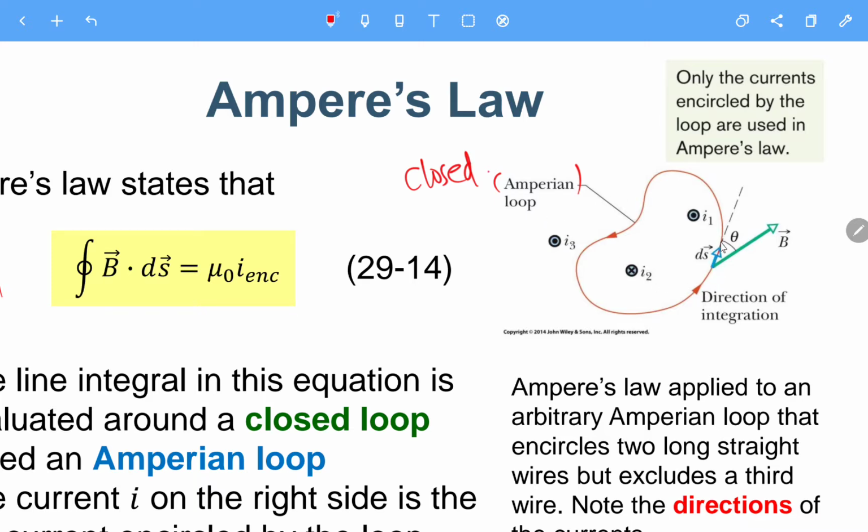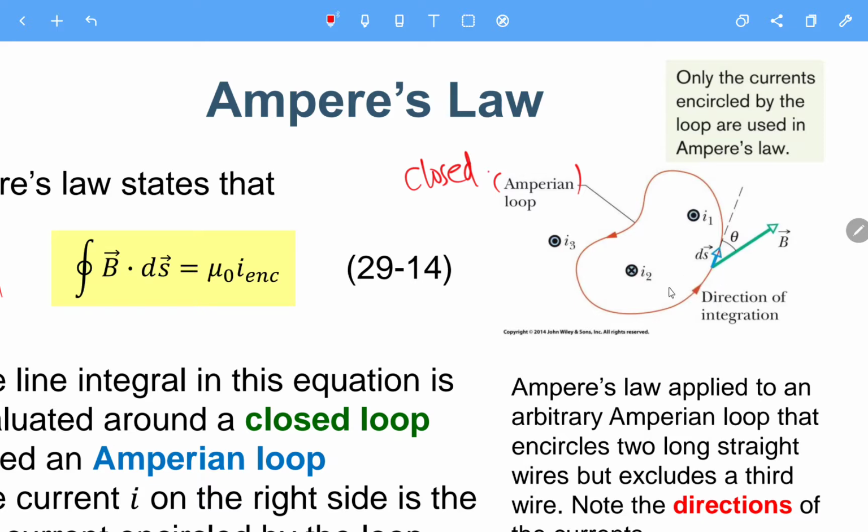Then for every point on this loop, we can calculate B dot ds. This is the inner product. For example, for this point, we have B pointing in this direction, and ds is of course the tangent line at this point. When we define a closed loop, it has a direction. You can arbitrarily define the loop going this way or the other way around. It is fine, but later we will determine the sign for this loop according to the right-hand rule.